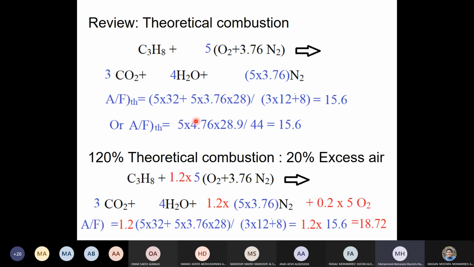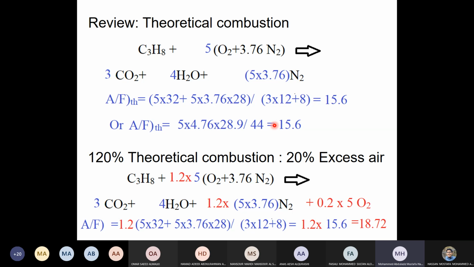Okay. Let us do this in another way. As Faisal was just asking, what is the number of moles of air? It is 5 multiplied by 4.76. Then I multiply by the molecular weight of air, divided by the molecular weight of fuel, and this will give me the same value. So these are two methods here. Either you add the mass of oxygen plus the mass of nitrogen, or see how many moles of air and multiply by the molecular weight of air. Then divide by the molecular weight of fuel, which is given here.